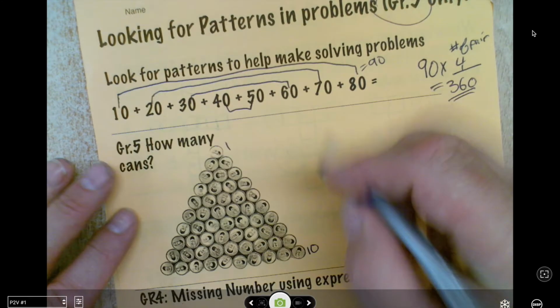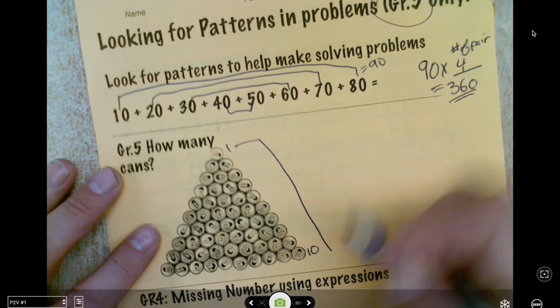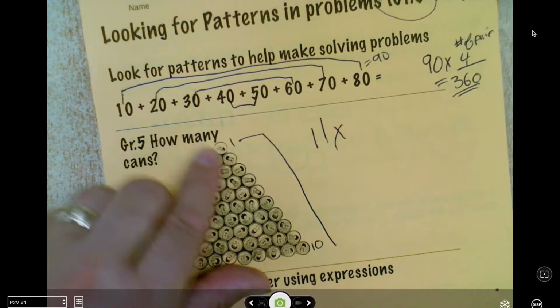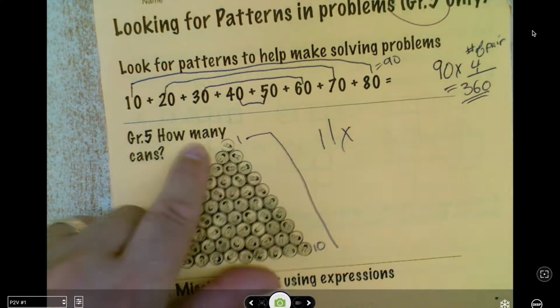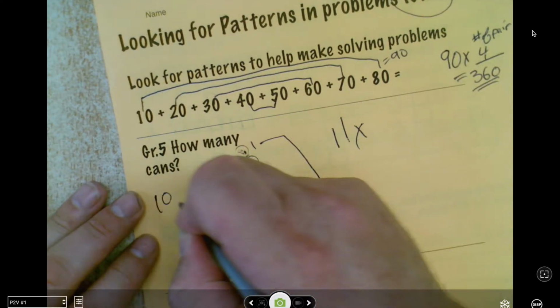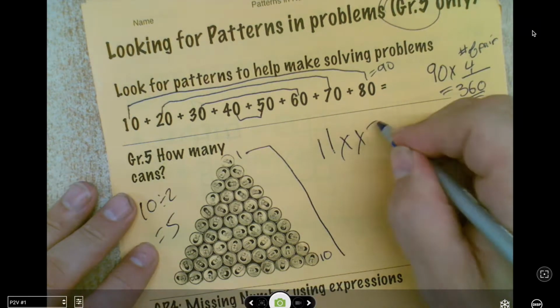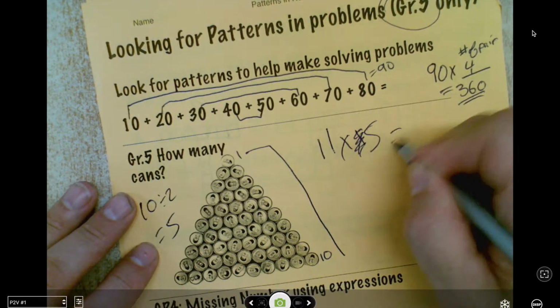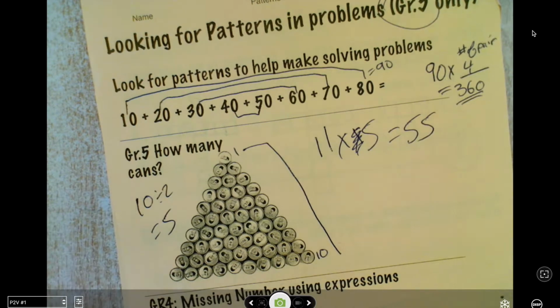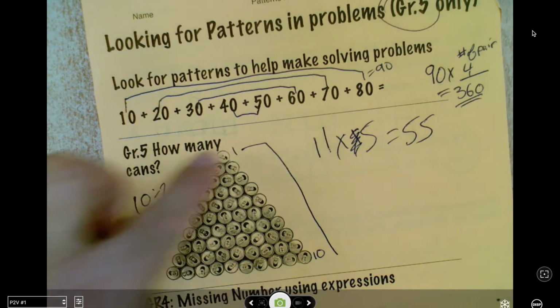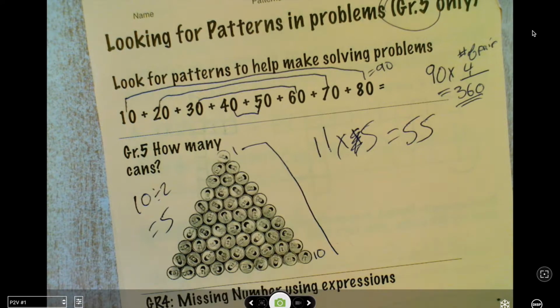So the biggest and the smallest add up to 11, and now I have to figure out how many pairs there are. Well, I know there's 10 rows of cans. So 10 rows of cans, half of that will equal 5 pairs. So 11 times 5 gives me 55. So very quickly in this kind of thing, by taking the biggest and the smallest and figuring out how many pairs there are, I will figure out that this is 55.